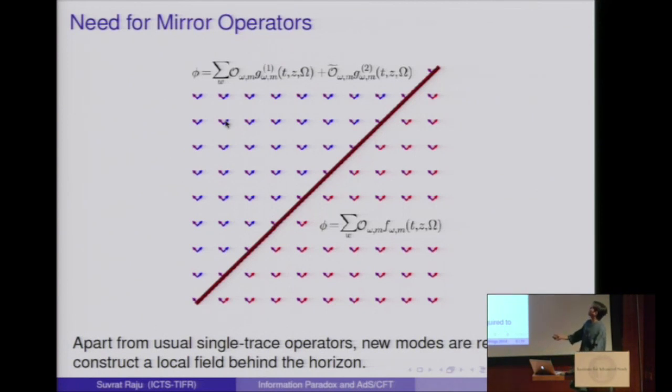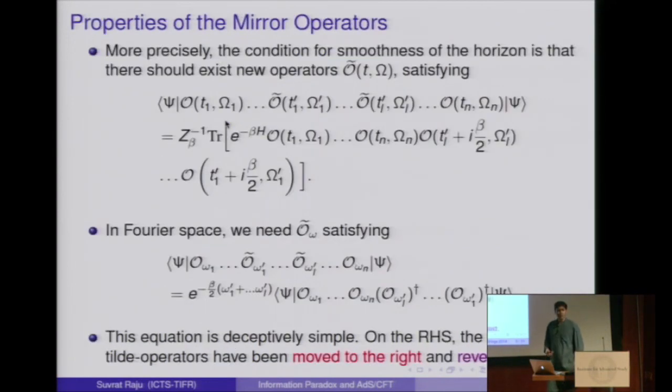However, while these left moving modes cross over smoothly across the horizon, the right moving modes don't. And so to construct a good local operator behind the horizon, you need some new degrees of freedom that supply these right moving modes. Okay? And that's what we call these mirror operators. And we can actually say something rather precise about these mirror operators. There's some rather precise equation we can write down.